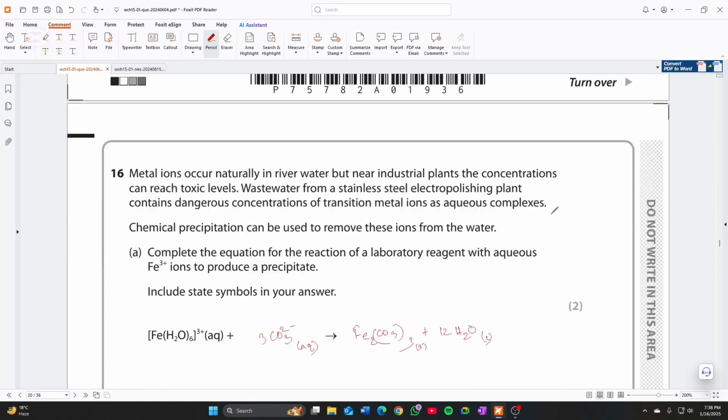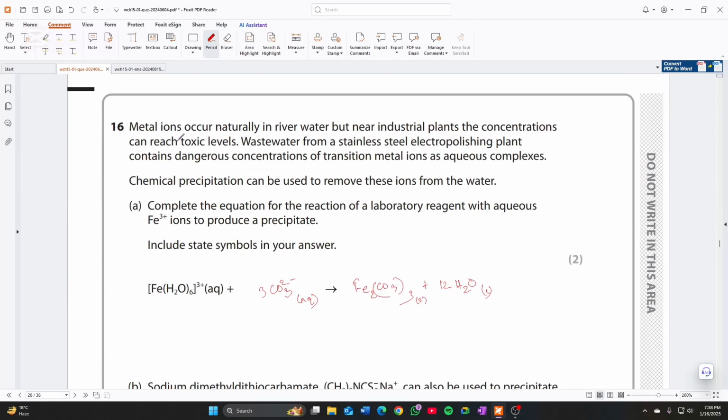Moving on to the next question. We have question 16 here. Metal ions occur naturally in river water, but near industrial plants, the concentration can reach toxic levels. Wastewater from a stainless steel electropolishing plant contains dangerous ions. Okay, this is unnecessary information. Then we have that chemical precipitation can be used to remove these ions from the water. Complete the equation for the reaction of a laboratory reagent with aqueous iron 3 plus ions to produce a precipitate.